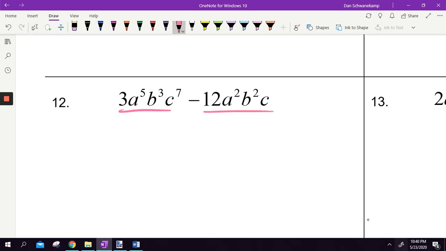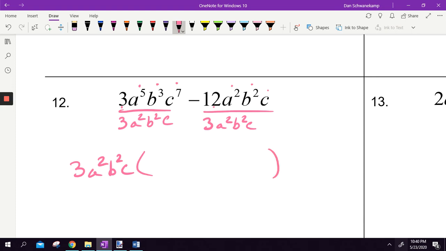What number can I take out of both? 3 and 12. Well, I can divide out each of them by 3. So I'm going to take a 3 out. A to the 5th, a squared. So the biggest I can take out is a squared. B cubed and b squared. So the b squared is the biggest I can take out of both. C to the 7th and c. So the most I can take out is just c. So that is my GCF. That is the greatest common factor. That's what they both share.